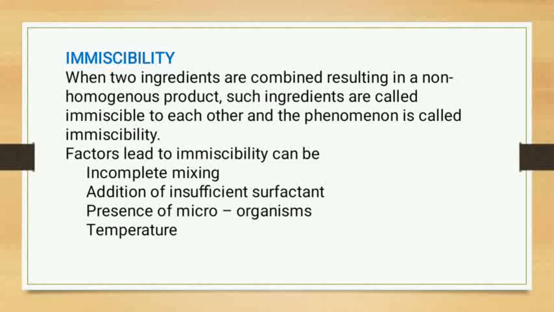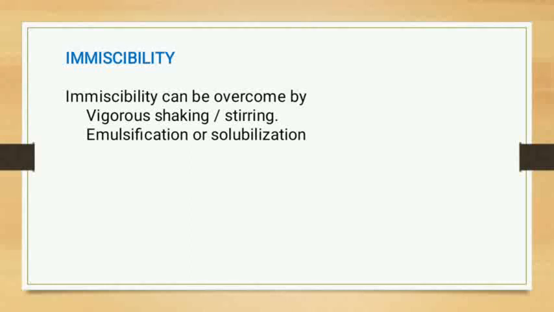This immiscibility of oil and water is due to high interfacial tension between the two phases that exist. However, that can be overcome by using a suitable emulsifying agent which lowers their interfacial tension. Right, students? So, before we proceed, the factors which lead to immiscibility can be incomplete mixing, addition of insufficient surfactant, presence of microorganisms, or also temperature. Now, moving further, immiscibility can be overcome by vigorous shaking or by using suitable emulsifying or solubilizing agents.